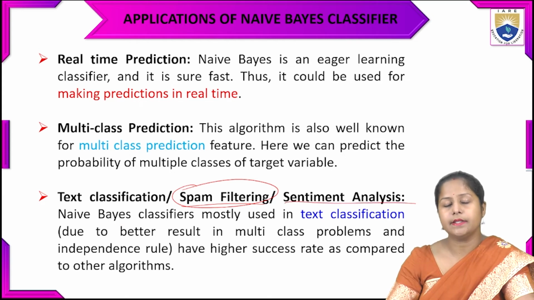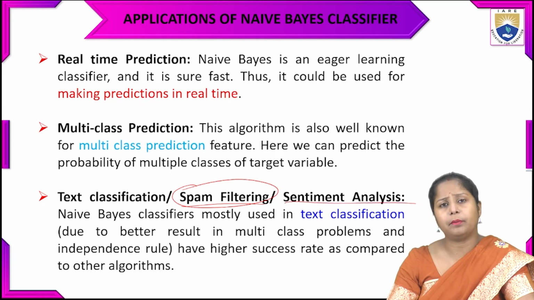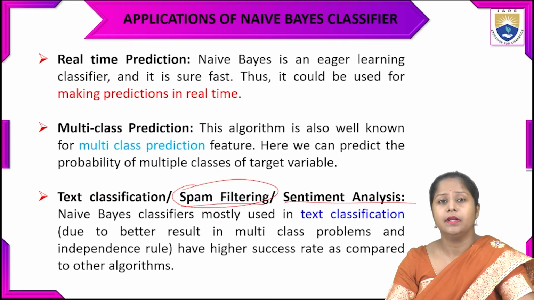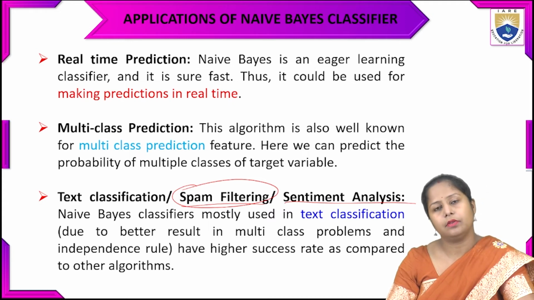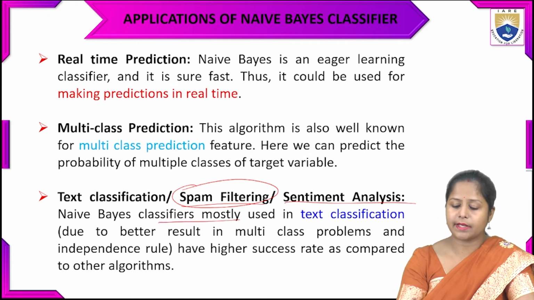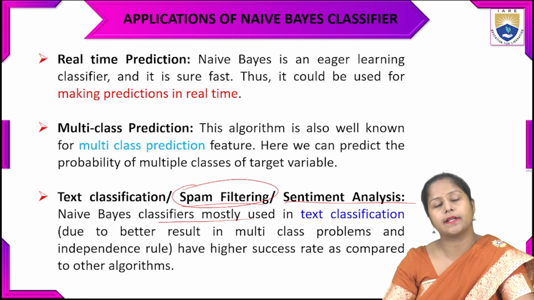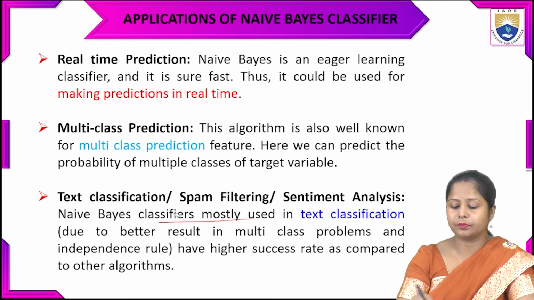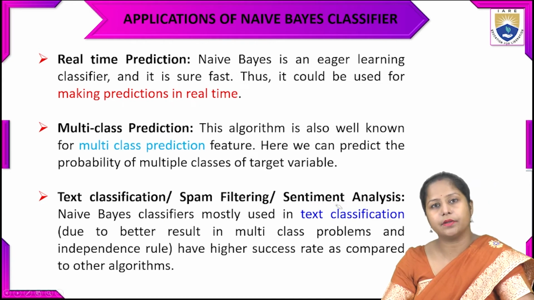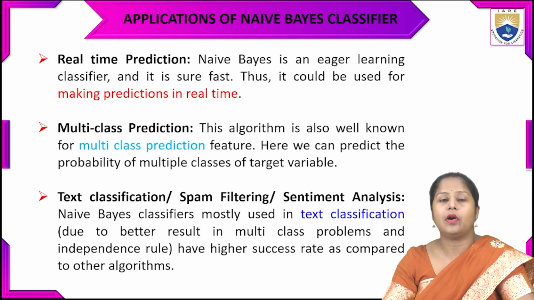Sentiment analysis. Some particular sentiments will be there. If some text is there, from it we can retrieve the sentiments. So we can use the naive Bayes classifier for that. Naive Bayes classifier is mostly used in text classification, right? That is the most widely used problem, so on that we are using the naive Bayes classifier.